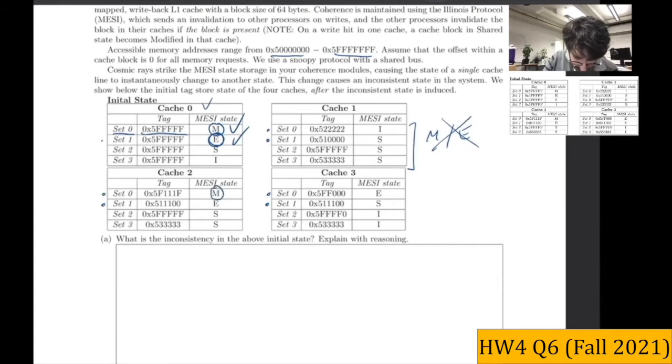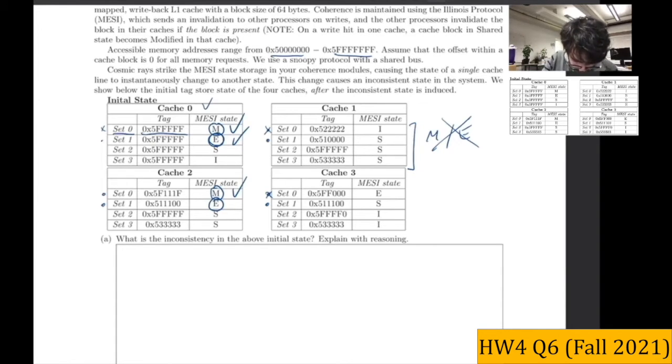So okay, let's check this cache line. Let's check if it's in cache 0. It's not in cache 0. It's not in cache 1, and it's not in cache 3. So this should be okay. This cache line is in an okay state. Let's check the next one, that is set 1 in cache 2.